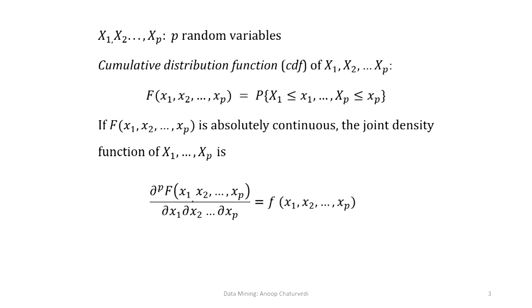Now, suppose we have p random variables which are denoted by capital X1, capital X2, so on capital Xp. Then the variables are jointly distributed, and we may define the cumulative distribution function of these variables as, say, capital F(x1, x2, ..., xp) equal to the probability that capital X1 is less than or equal to small x1, so on, capital Xp is less than or equal to small xp. So, this gives you the joint probability distribution or joint CDF of the random variables X1, X2, ..., Xp.